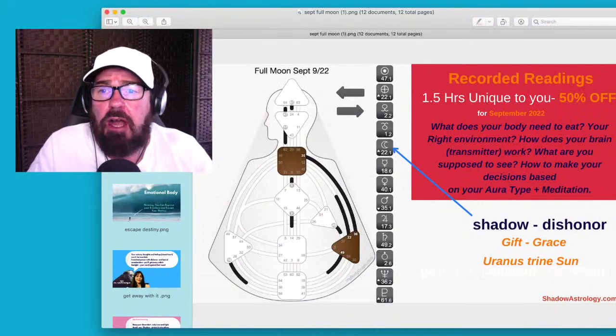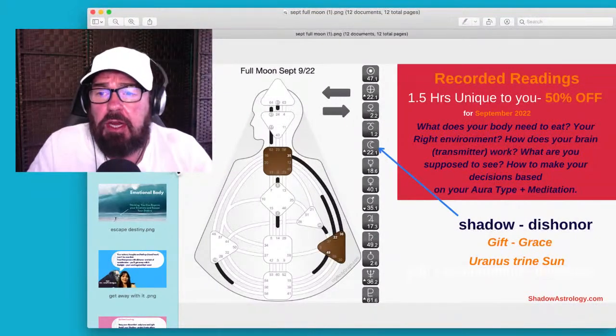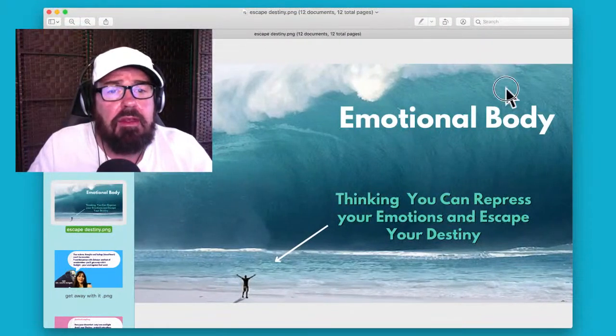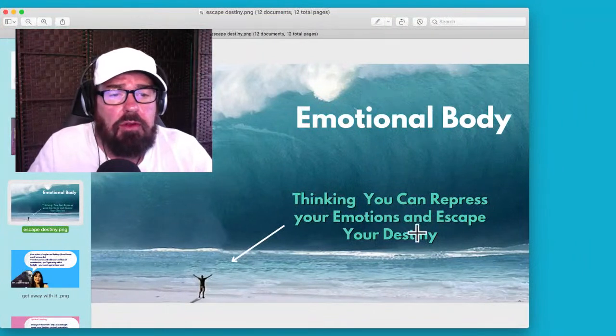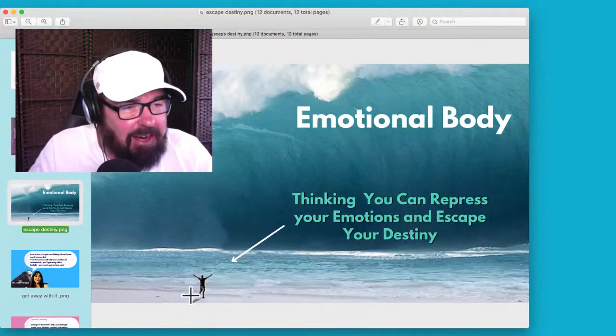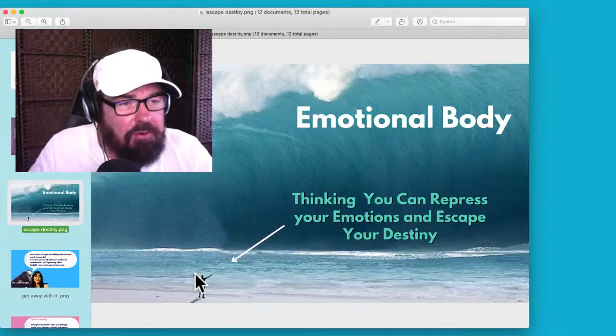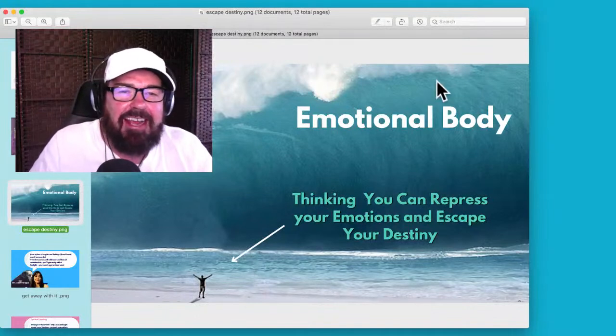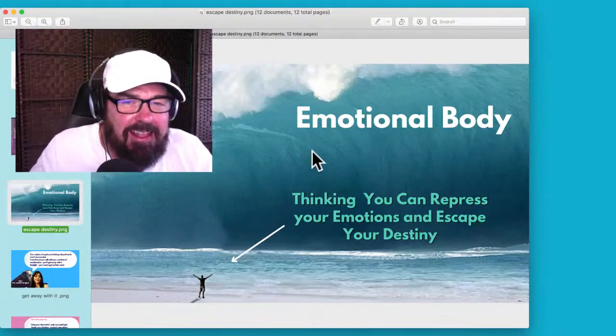Most of us, we've been taught to fear our emotions, right? This is what it's like. This is the emotional body, right? Thinking that you can repress your emotions and escape your destiny, right? That's the wave, right? What would you say? I'd say that person wasn't very smart. I don't know if he's photoshopped in or not, right? But this is what it's like, right?